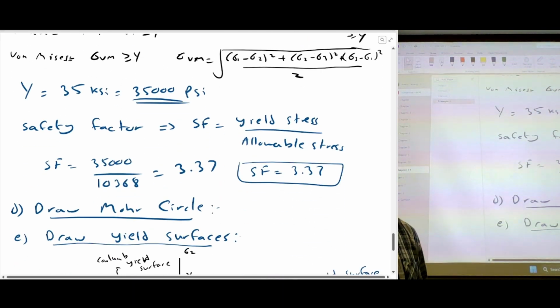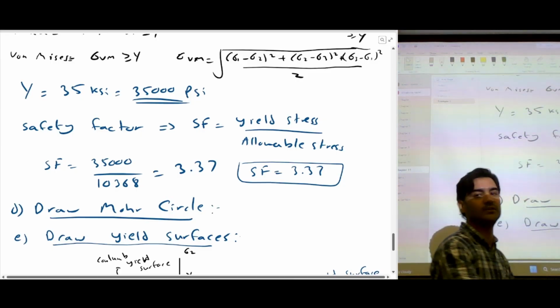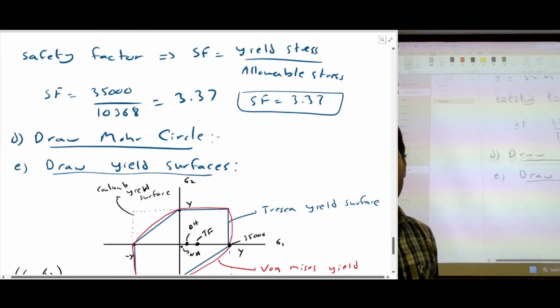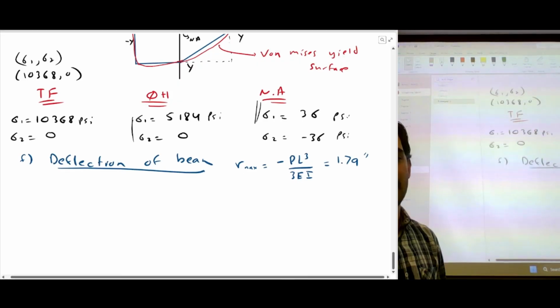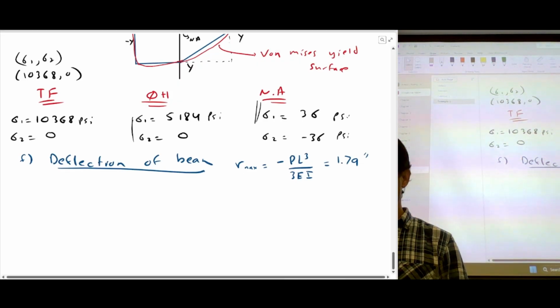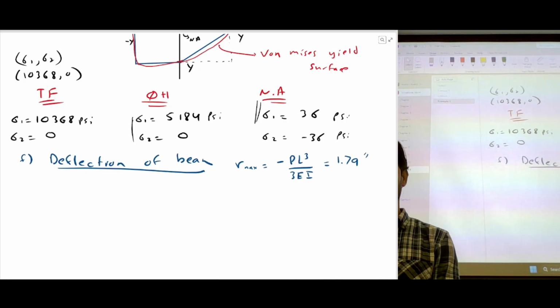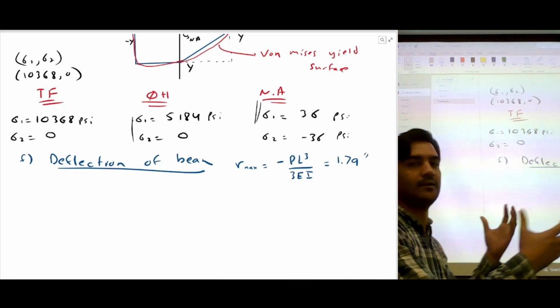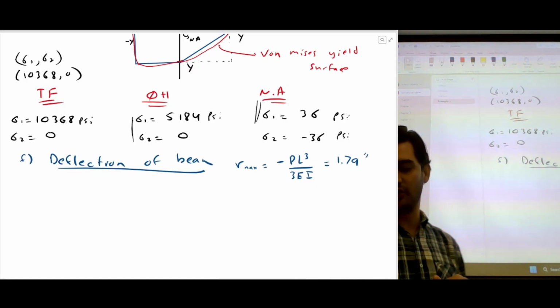And we can also calculate the safety factor. So we are safe by this much amount. We are more than 3 times safe. We can also draw yield surfaces. We can also calculate deflection. So that's how you check if your designed member is safe under a given loading condition or not.